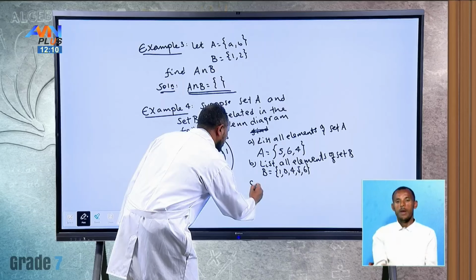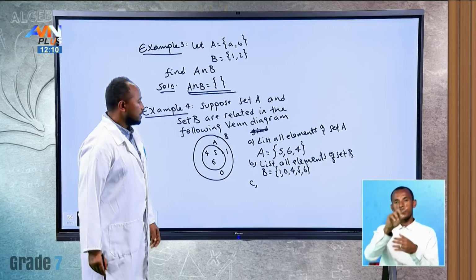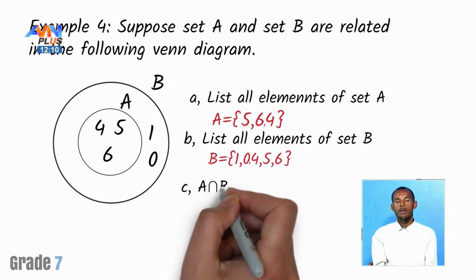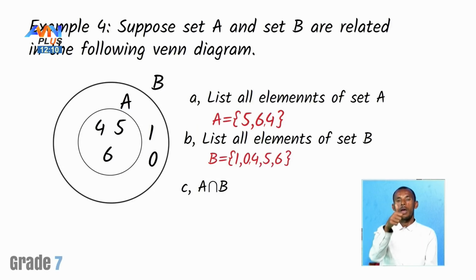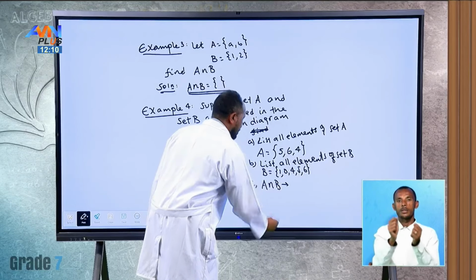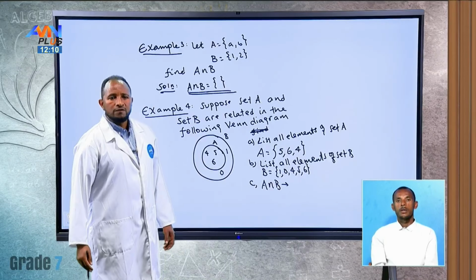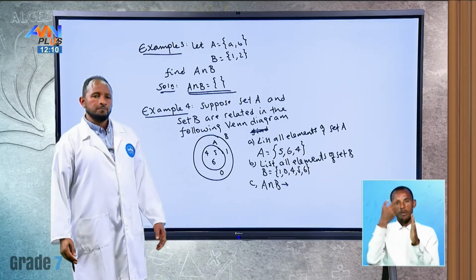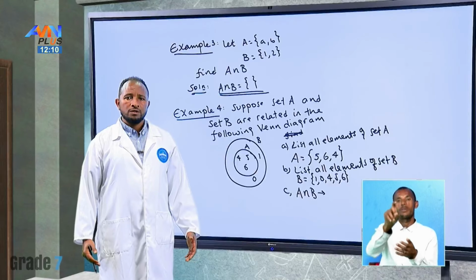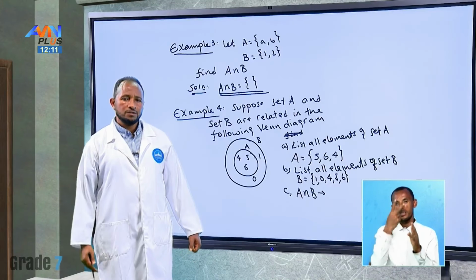Now, the next question. Find A intersection B. Find A intersection B. I'll give you 10 seconds for this question. Students, have you tried the question? Very good. Let's see the answer together.